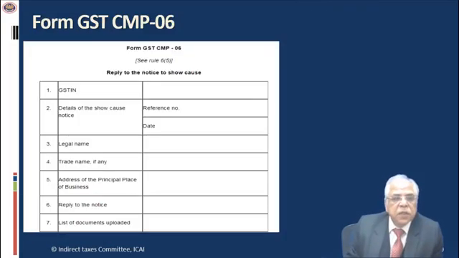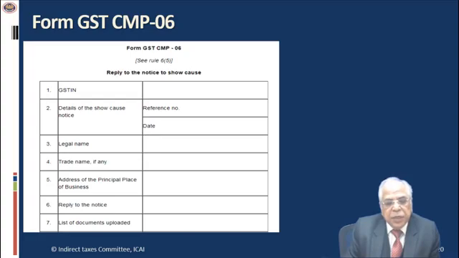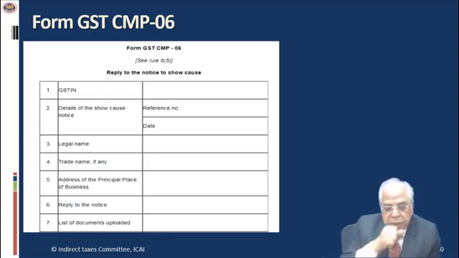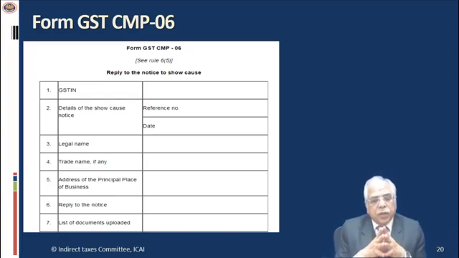Friends, now we are coming to the form which has been prescribed in this GST law, in which we have to file reply to the show cause notice. If we look at this form, you will find it asks for basic information: GSTIN, then details of the show cause notice, reference number, date, then the legal name of the noticee, then trade name of the noticee, then address of the principal place of business, and then comes reply to the notice. They simply said reply to the notice.